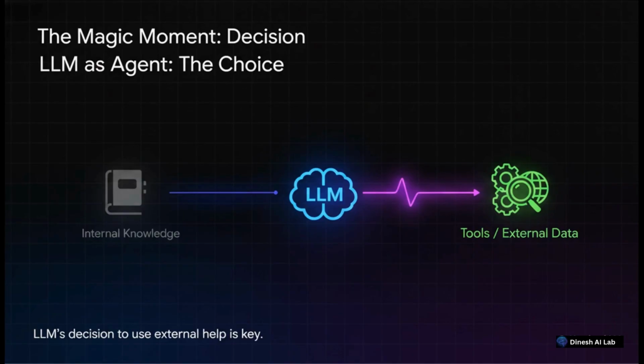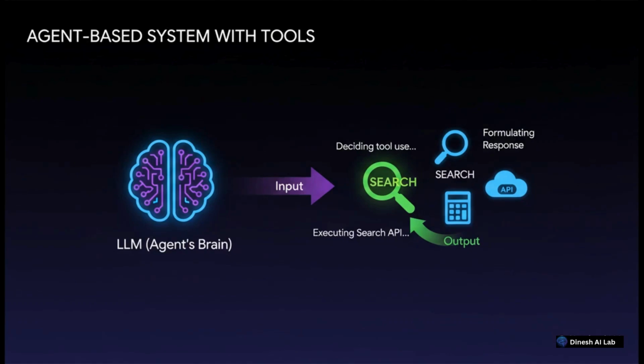So if the LLM decides it needs help, it calls a tool. And you can think of tools as the agent's arms and hands. They let it interact with the outside world. This could be a search API to find out what's happening right now, a calculator to do some math, or maybe a connection to a database to look something up. The agent sends a query to the tool, and the tool sends a result right back.